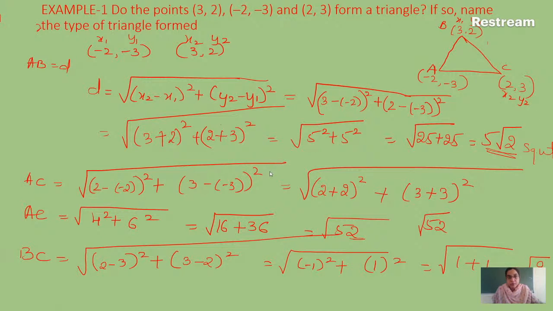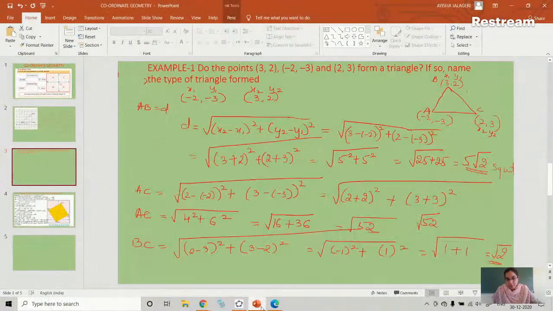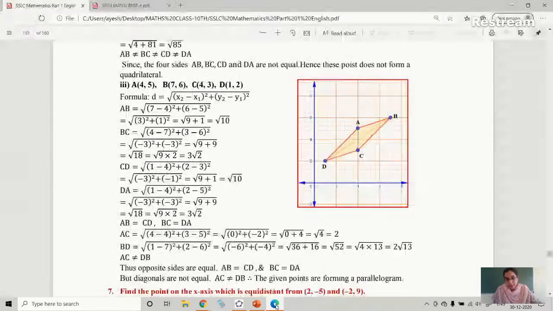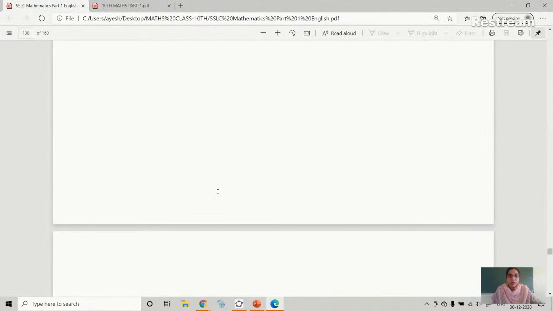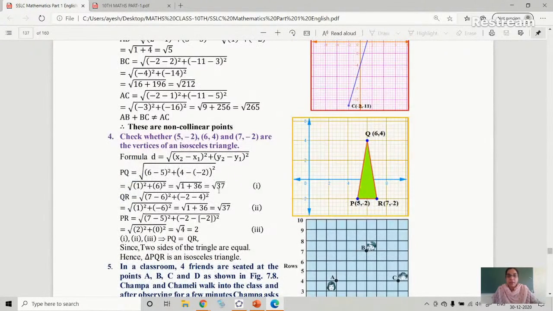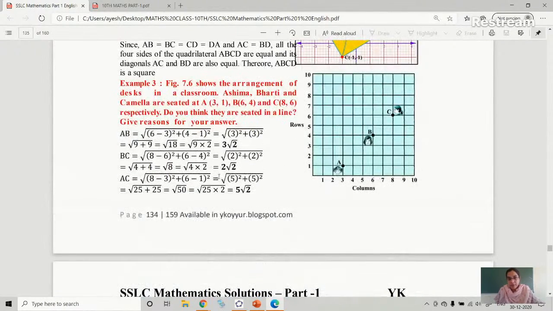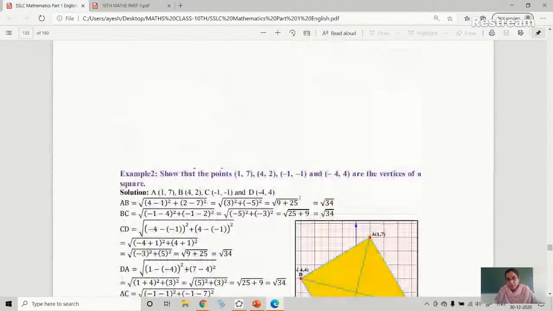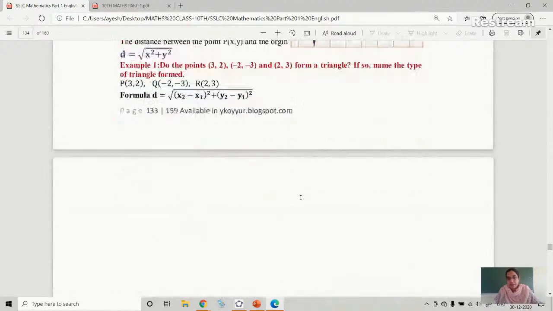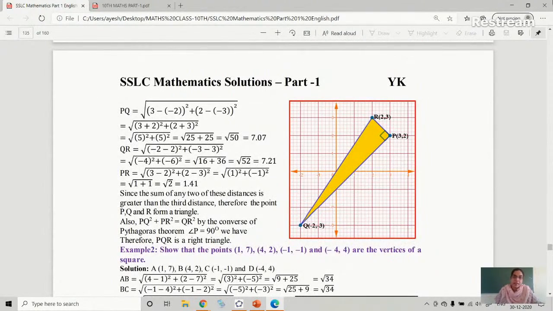Now the next work is we have to name which type of triangle it is. Which type of triangle it is means how you are going to name it. It's very important while naming the triangles. Here as you see, all the sides that you have got are different, right? All the sides are different, so which type of triangle is it? See, one was root 50, another was root 52, another was root 2, right?